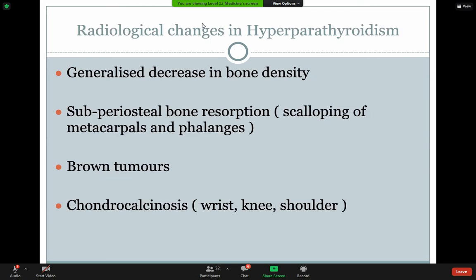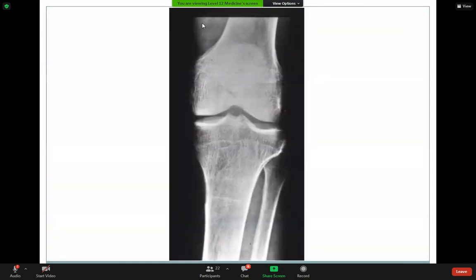Radiological changes in hyperparathyroidism: you see a generalized decrease in bone density on the X-ray. There's subperiosteal bone resorption, and that causes scalloping of metacarpals and phalanges. You can get brown tumors, as we said, and you can get chondrocalcinosis, okay, in the wrist, knee, and shoulder. So that's formation of cartilage and bony loose bodies around the wrist, knee, and shoulder.